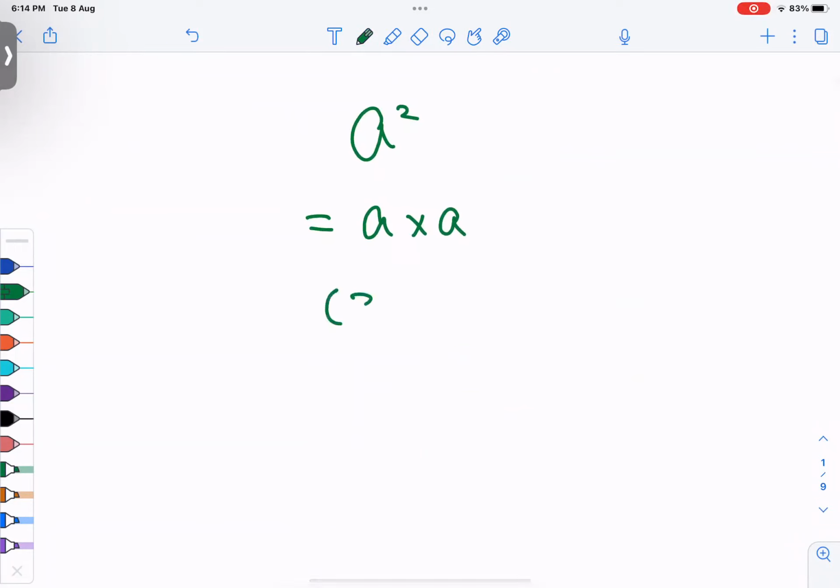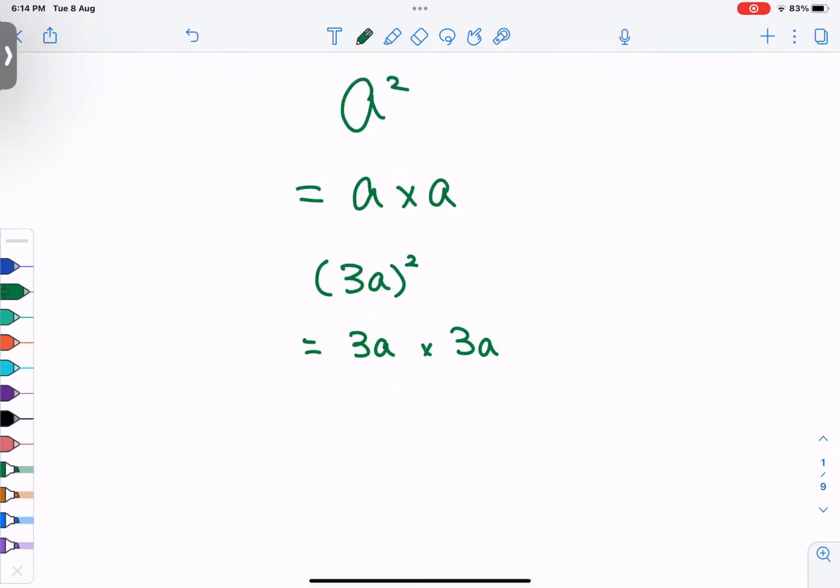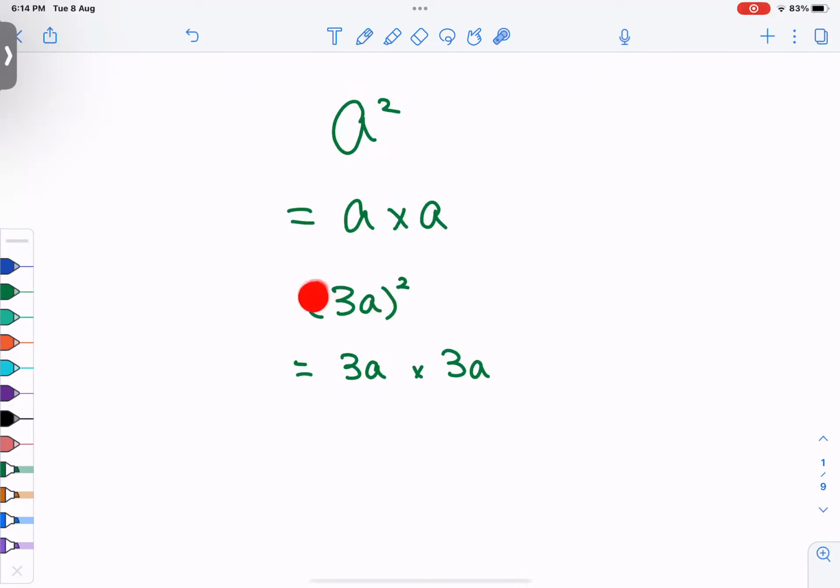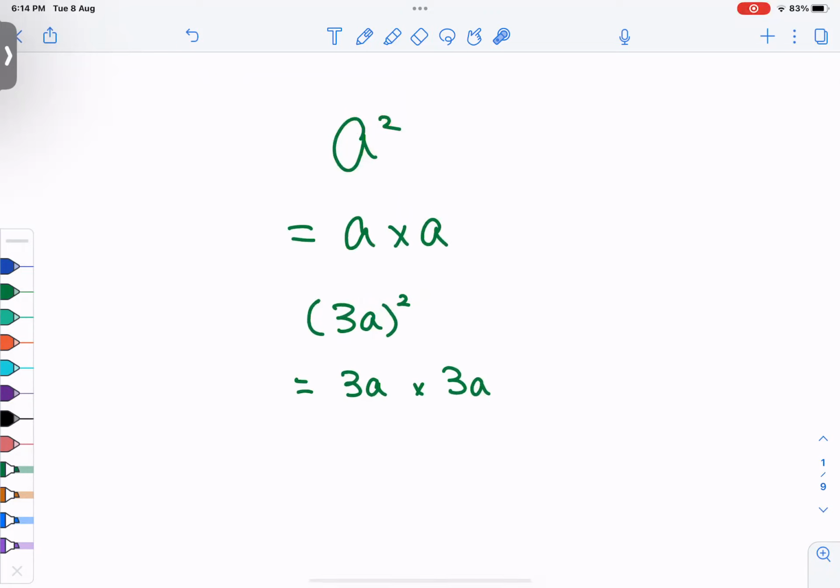So we still remember a square means a times a, right? So what does 3a square mean? Square means it times itself by 2 times. So if this whole thing is having the square, it will be 3a times 3a, right? So this whole bracket is having the power 2, so this whole bracket times with itself 2 times. Now 3a squared, so 3a times 3a.